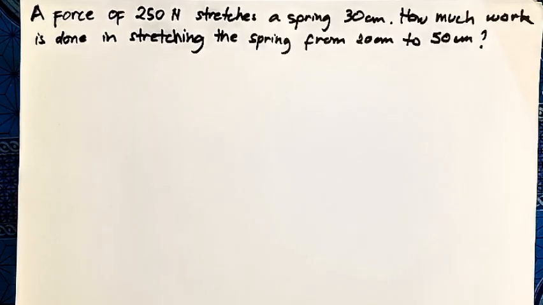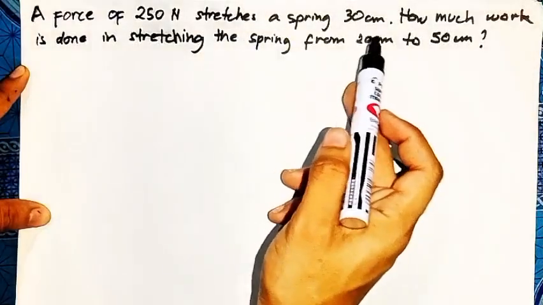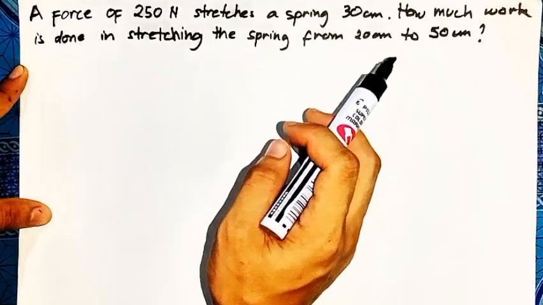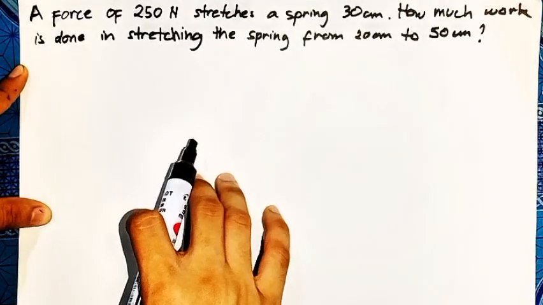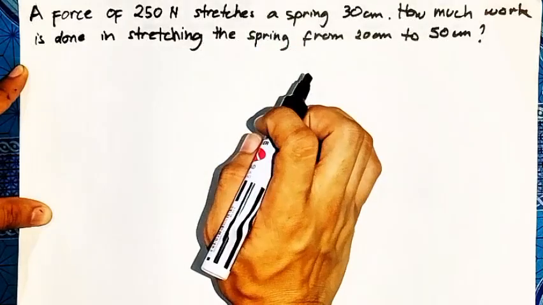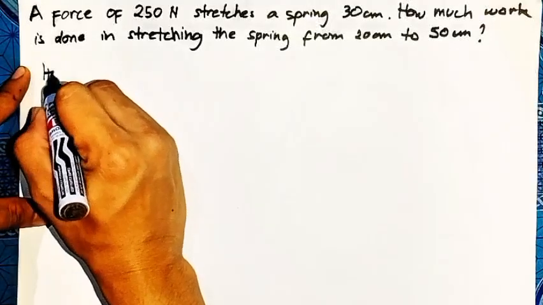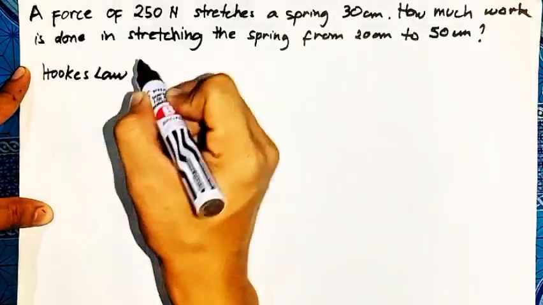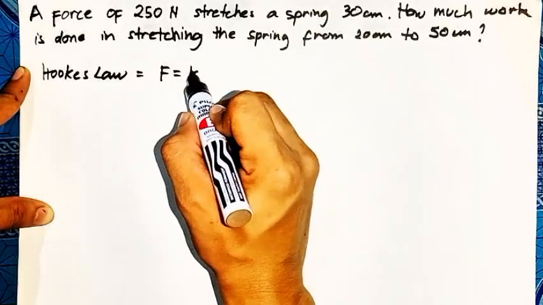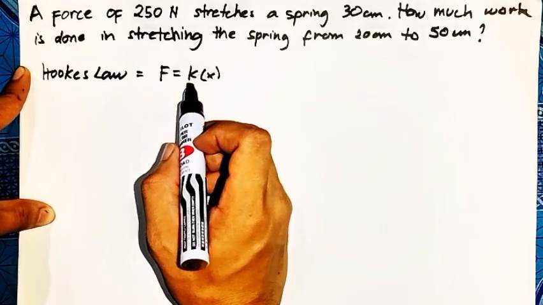Now, let's proceed to our third problem. A force of 250 Newton stretches a spring 30 centimeter. How much work is done in stretching the spring from 20 centimeter to 50 centimeter? As you can observe in our problem, it is a work problem. Specifically, it talks about stretching a spring. So since it is stretching a spring, we will use Hooke's law. The formula is F is equal to Kx, where F is the force, K is the spring constant, and x is the displacement.